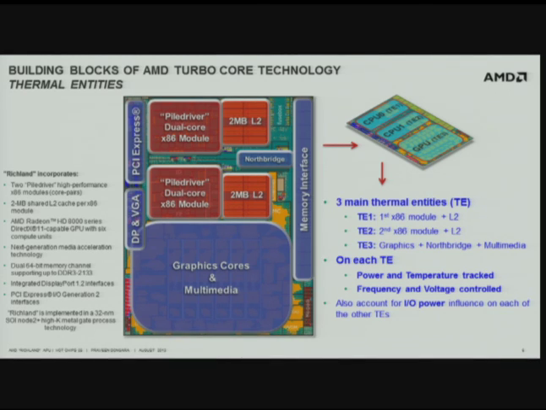In terms of thermal entities, we have three. The first one is the first x86 module plus the L2. The second one is the second x86 module and the L2. And the third is the graphics, Northbridge, and also the multimedia, all clubbed together. So what does a thermal entity mean? It means that we can control frequency and voltage separately on each of these entities. We can also track power and temperature separately on each of these entities.